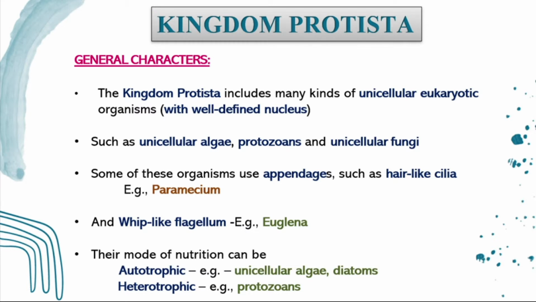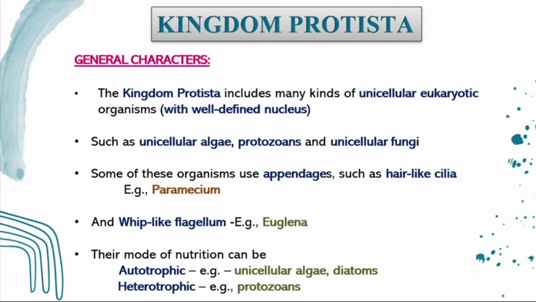In this kingdom Protista, it includes only single-cell or unicellular organisms. How is it a eukaryotic organism? Yes, a well-defined nucleus is present in kingdom Protista, such as unicellular algae, protozoans, and unicellular fungi. Some of these organisms use appendages such as hair-like cilia, for example paramecium.